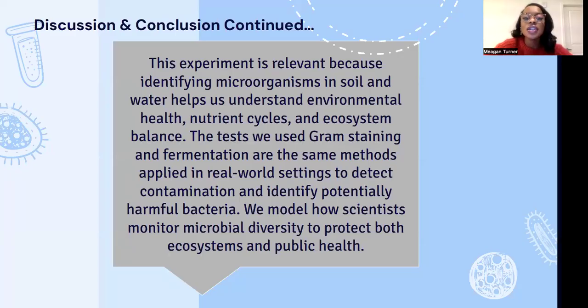Continuing the discussion and conclusion, this experiment is relevant because it allowed us to identify microorganisms in soil and water, which helps us understand the importance of environmental health, nutrient cycles, and ecosystem balance. The tests we used were gram staining and fermentation, and these same methods can be applied in the real world, allowing us to detect contamination and identify potentially harmful bacteria. This allows scientists to monitor microbial diversity and protect both ecosystems and public health.